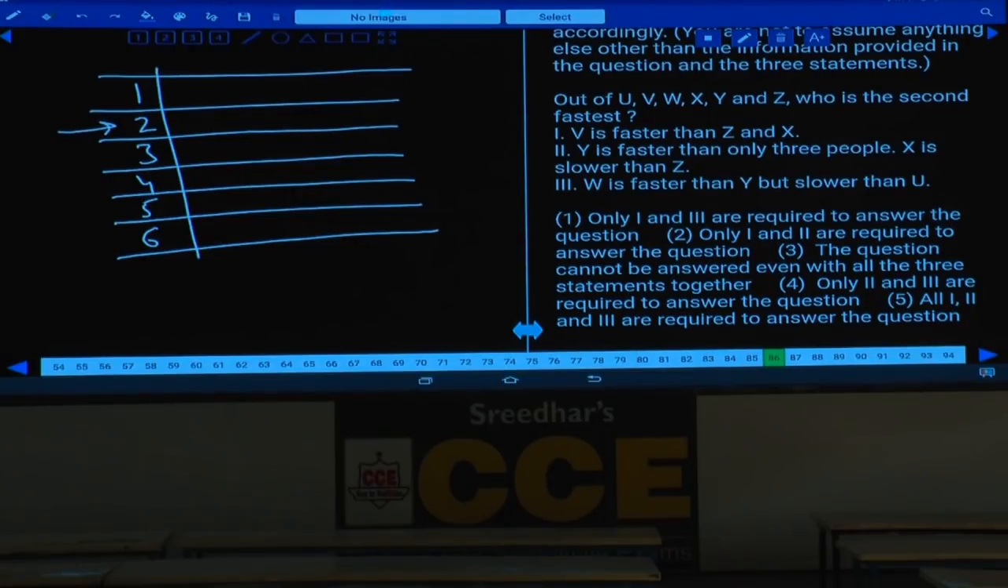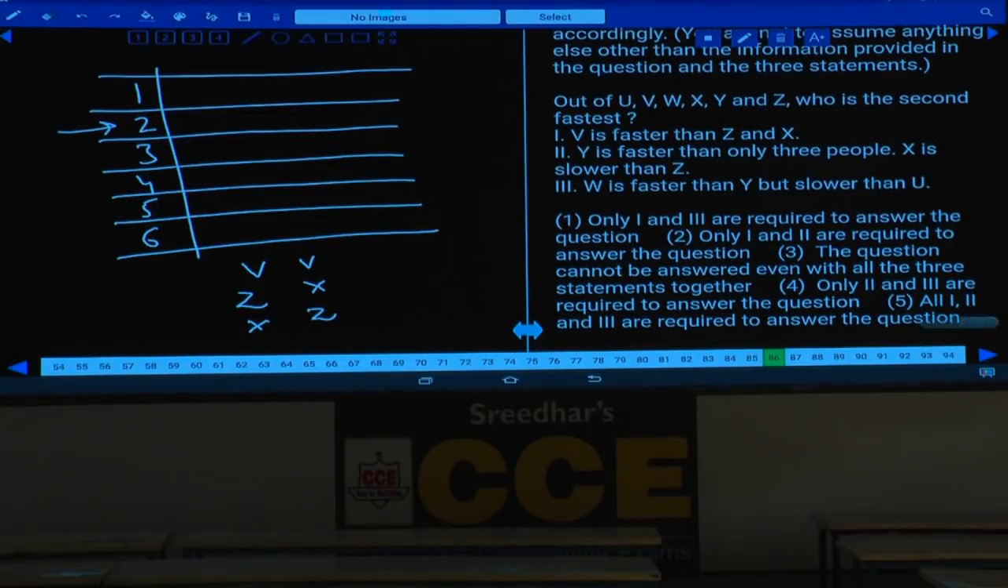Clear? V is faster than both Z and X. The order could be VZX or VXZ. Now we are checking for choice 1 and 3. V is faster than both Z and X. And condition number 3, W is faster than Y, but slower than U. Then by combining these, are we getting any answer here? There is no specific order given in this, isn't it? Hence, choice 1 is ruled out.